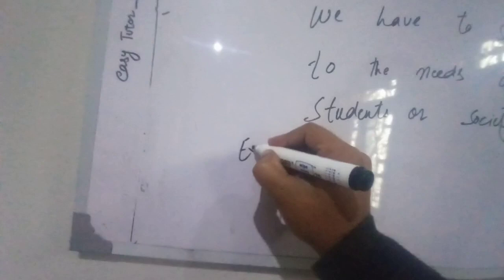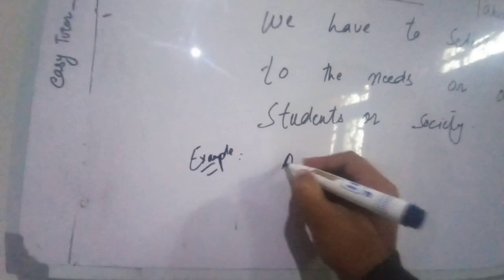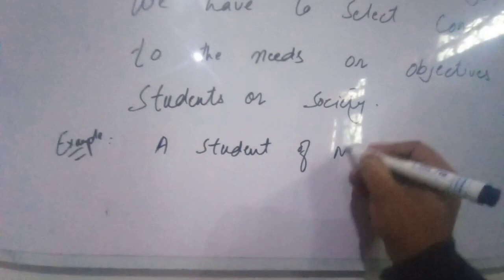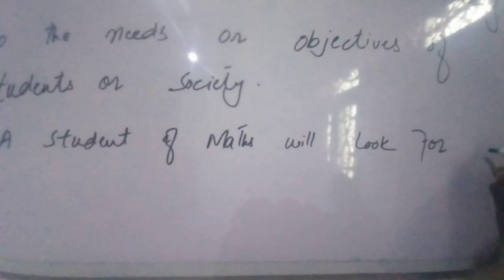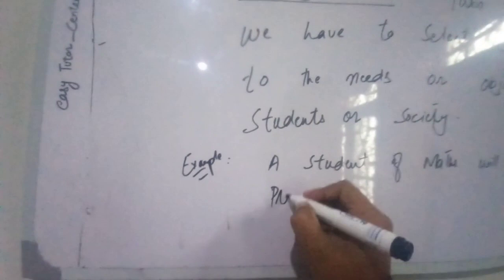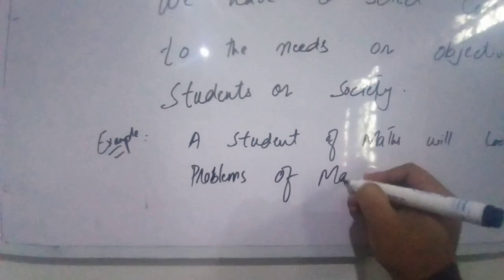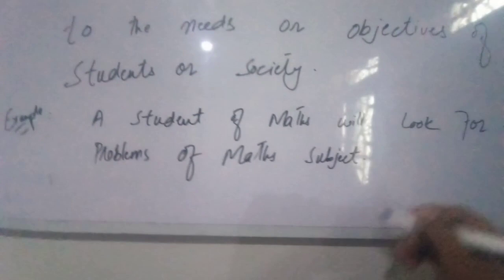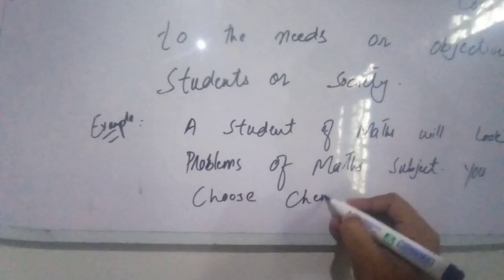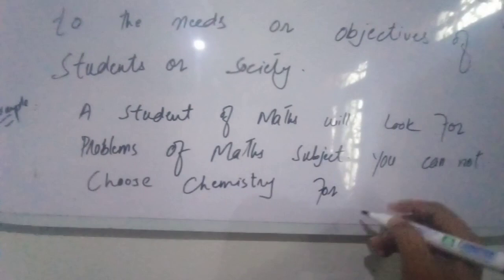Example, a student of maths will look for problems of math subjects. You cannot choose chemistry or other subject for a math student.